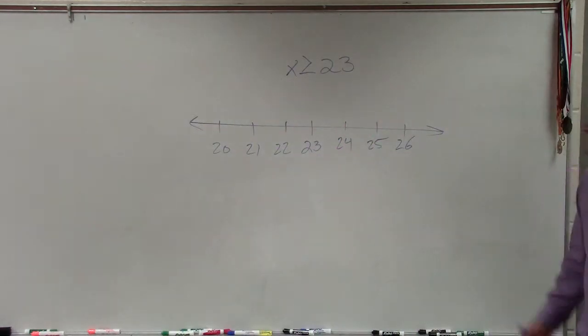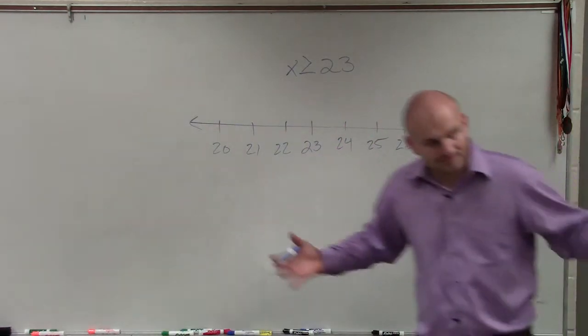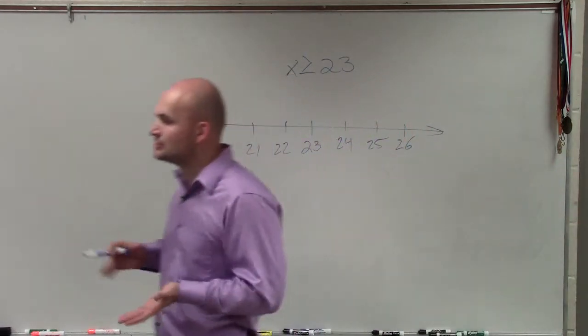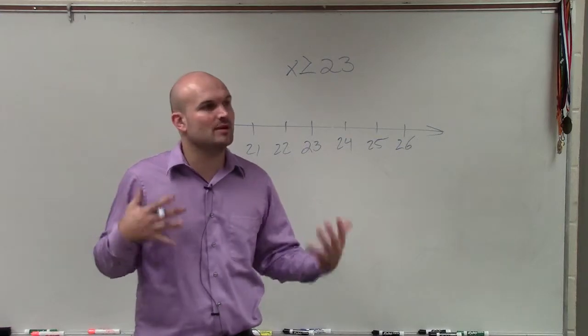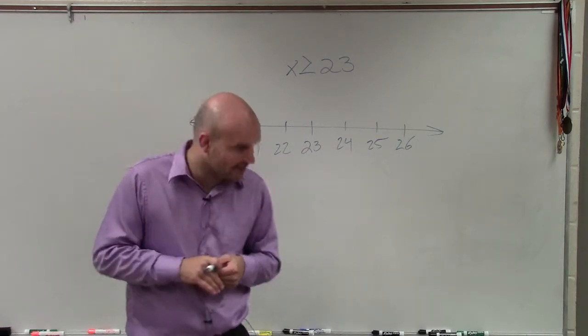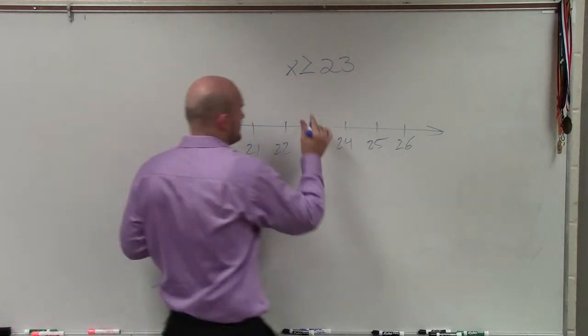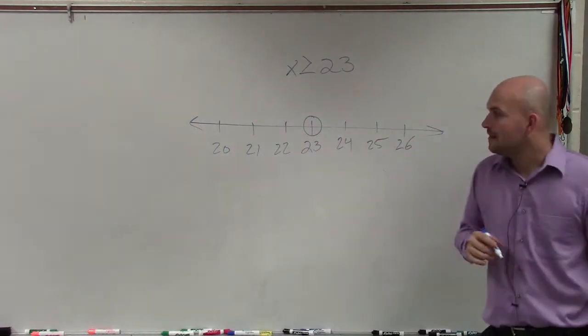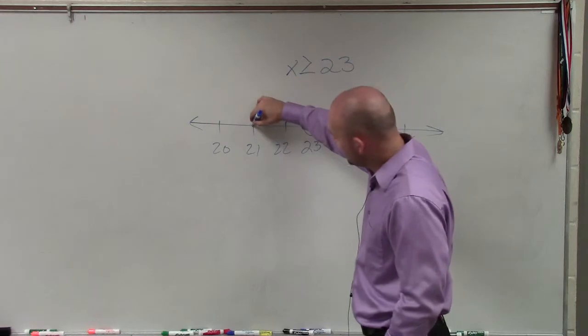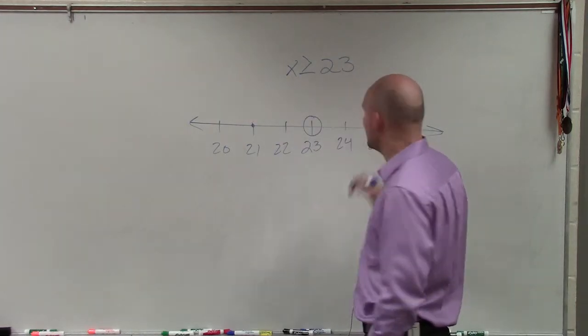All right. Now, I'm going to show you guys the slow way, just to make sure, because I know there's going to be students that are going to get confused or are going to forget how to do this. So I want this to be a way you guys can always fall back on. And this way is always at 23, always make a nice big circle. Then I want you to pick a number to the left and then pick a number to the right of that circle.